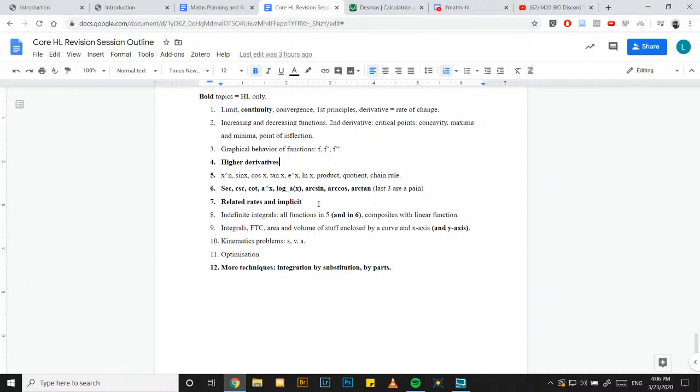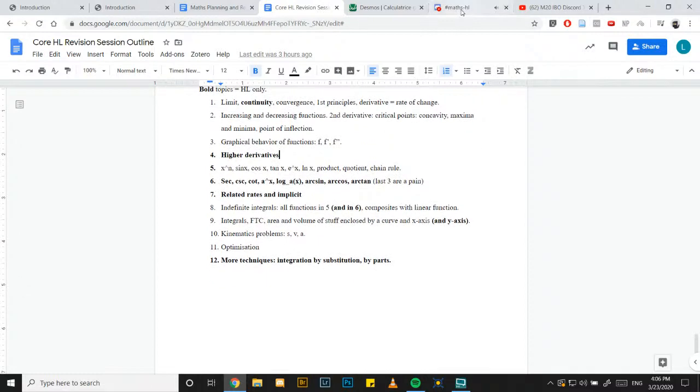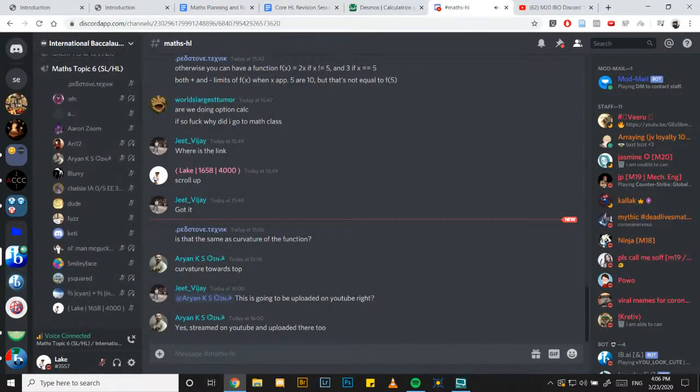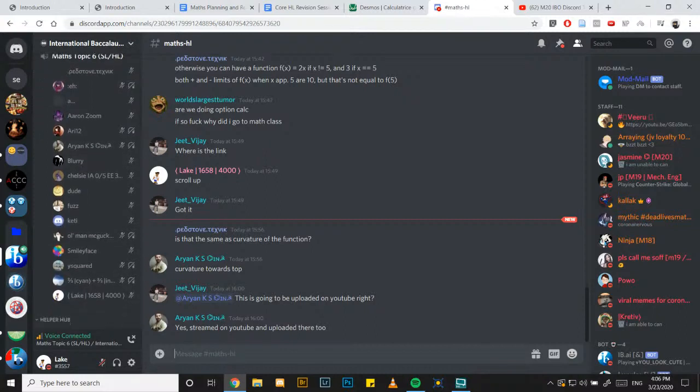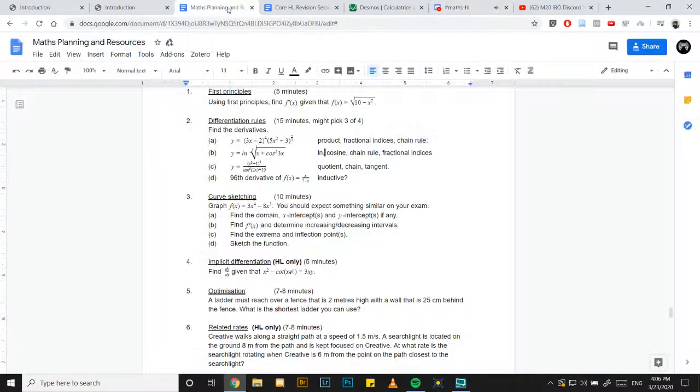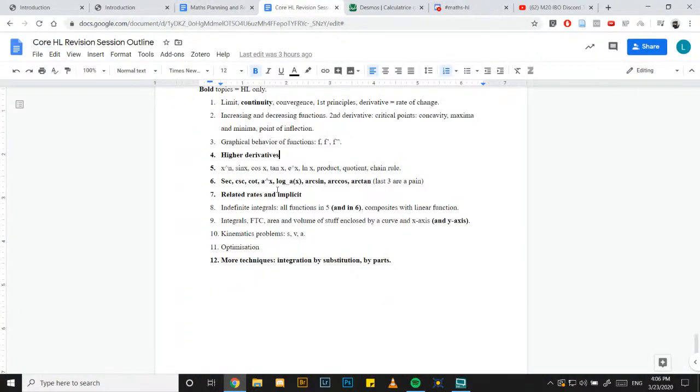Next thing is related rates and implicit differentiation. So this is specifically HL. If there's any SL people listening, this is not for you. I just want to know generally how many SL students there are. Okay, there's too many people to even ask that. I'm going to assume there's plenty of SL students. It's okay. So now I'm just going to do this HL stuff, which is related rates and implicit.